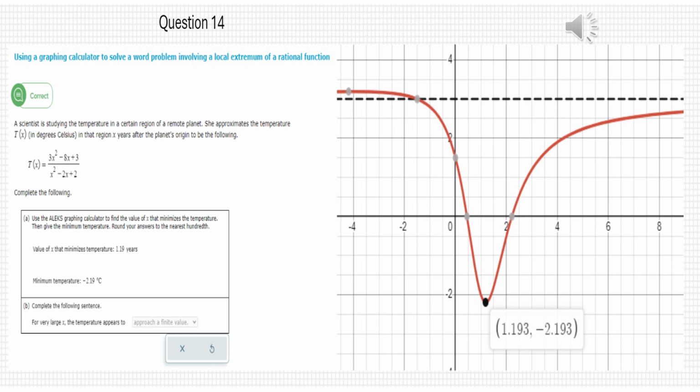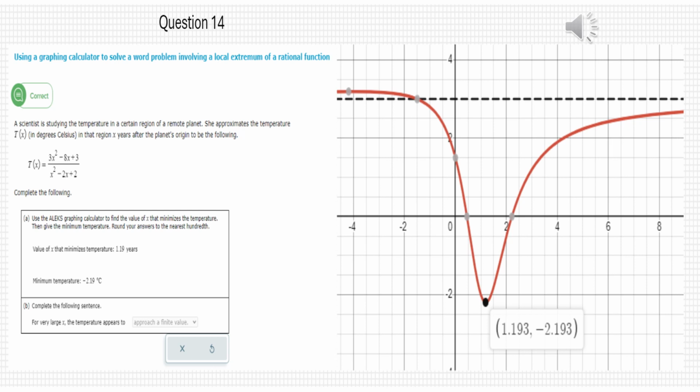To find the x that minimizes the temperature of the given minimum temperature, round your answer to the nearest hundredth. Because I need to find the minimum, let's say the local minimum of that function. A local minimum has two components, no? X component and Y component. The X component in our problem represents the time, because the x-axis is time and the y-axis is temperature.